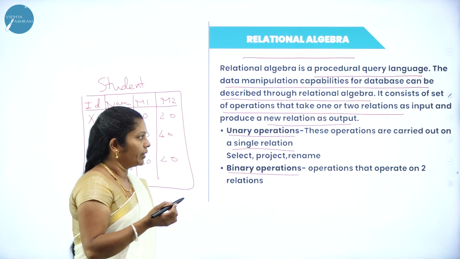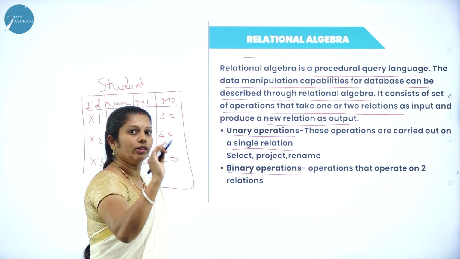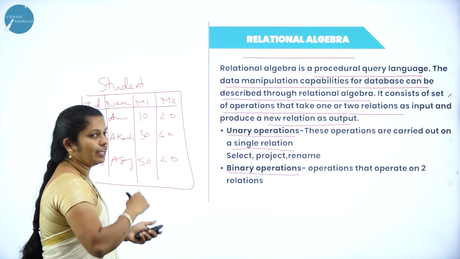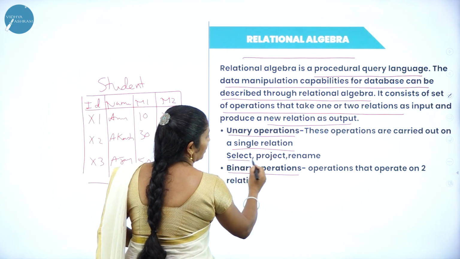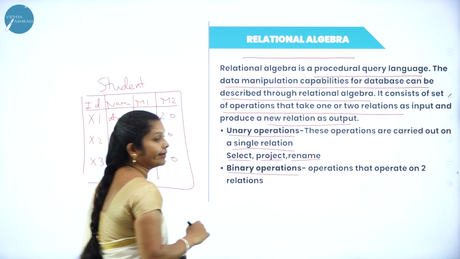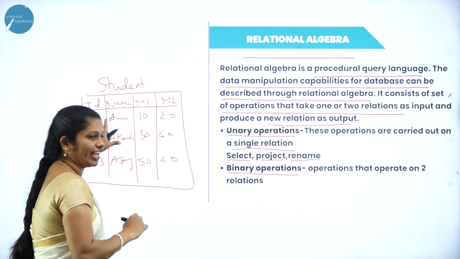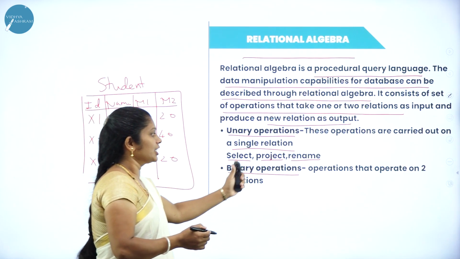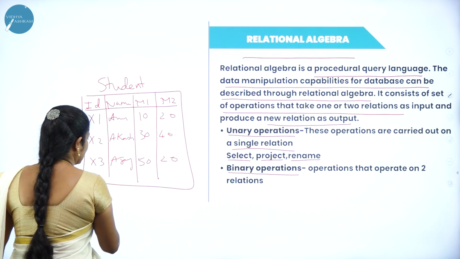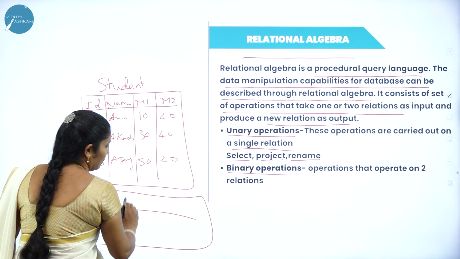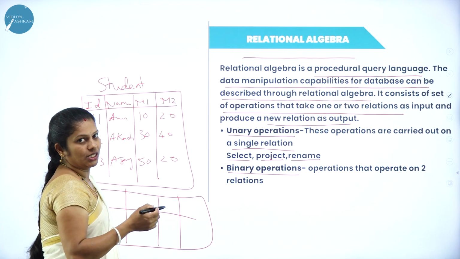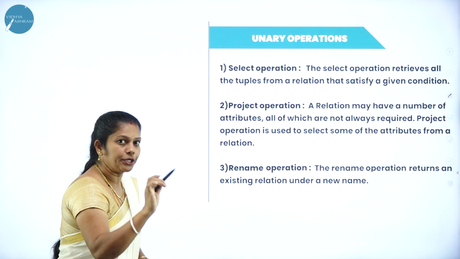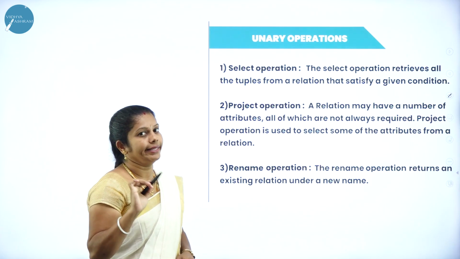Whereas unary operations, here they apply only to one table. Only one table here we have. On this table we can perform the select operation, project operation as well as rename operation. Only one table we need to consider. On that table only we can perform all the operations. Whereas binary operations mean here we want to consider two tables. On those tables we will apply the operations. Now, one by one, we'll discuss unary operations. Under that, as I already told you, select, project as well as rename we have.